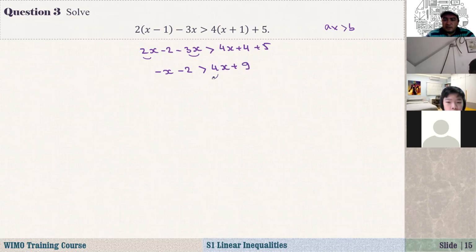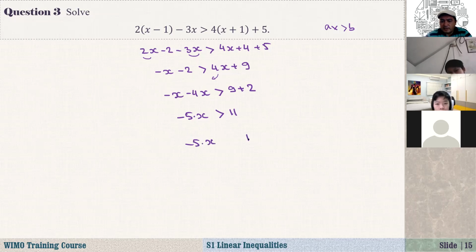Now take 4x to the left: minus x minus 4x greater than. Take negative 2 to the right: it is 9 plus 2. Minus x minus 4x is equal to minus 5x, greater than 9 plus 2, which is 11. Now if I divide both sides by negative 5, since it's negative, that's why we need to change the inequality sign. So here we have minus 5 times x and 11.